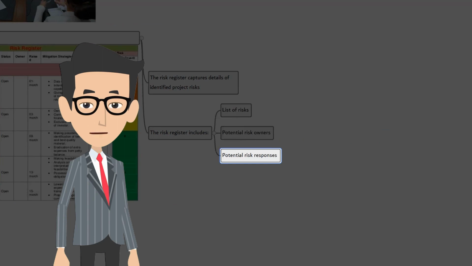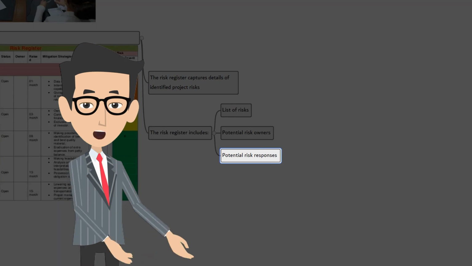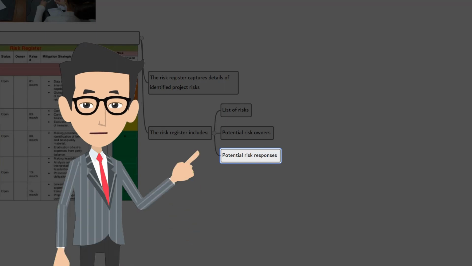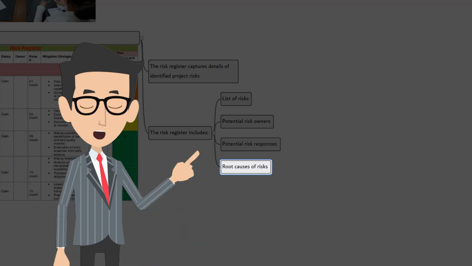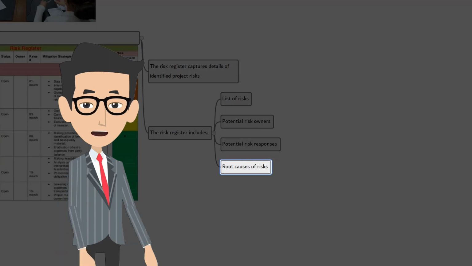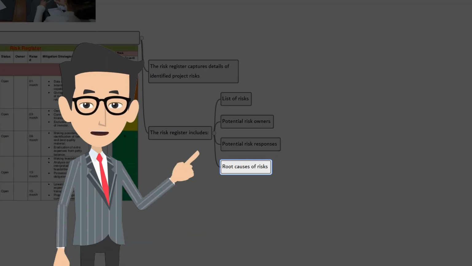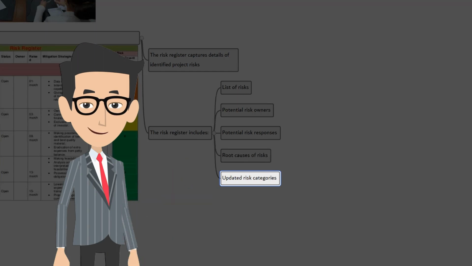There will be times when a response is identified at the same time as the risk. These potential responses should be added to the risk register as they are identified. They can be analyzed later as part of risk response planning. The root cause of risk provides valuable information which can be used later to plan risk responses. They are also helpful to reassess risks which are likely to reoccur.